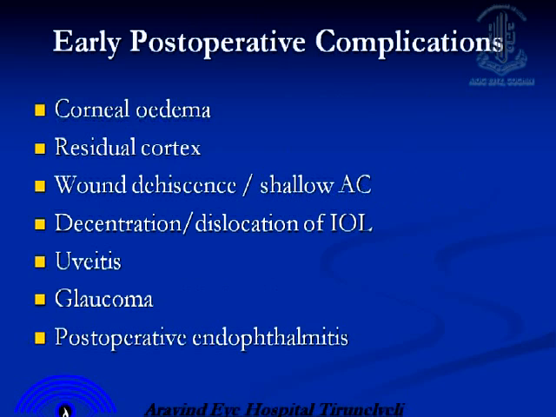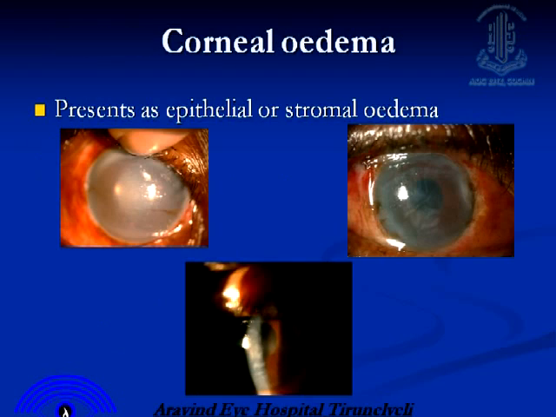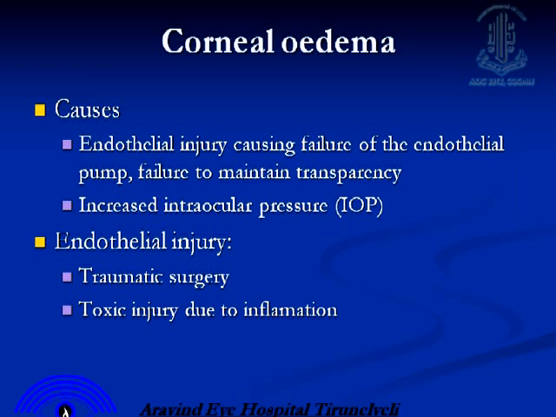The early post-operative complications you are likely to come across are corneal edema, residual cortex, wound dehiscence or shallow AC, decentration or dislocation of the IOL, uveitis, glaucoma, and increased incidence of post-operative endophthalmitis early. So here you can see that the final picture is not so pleasing, and you have epithelial edema or stromal edema, also known as striate keratopathy. The causes for this edema is usually endothelial injury causing failure of the endothelial pump and a failure to maintain transparency, or increased intraocular pressure, or both.